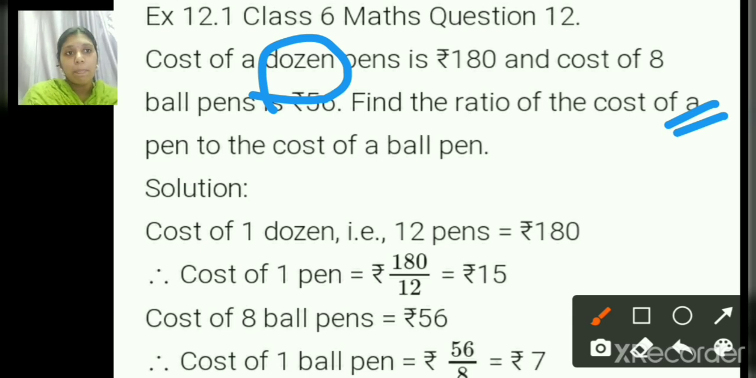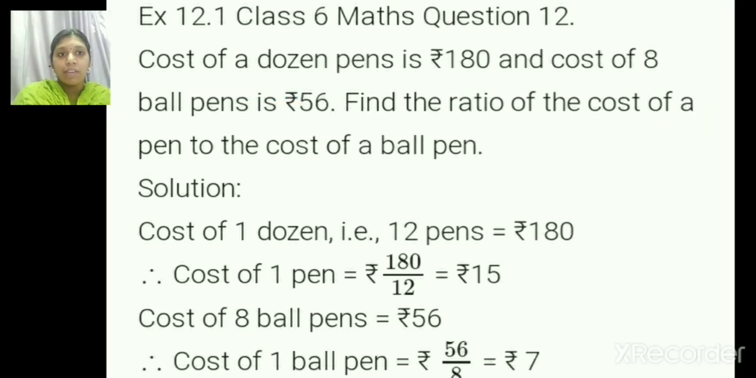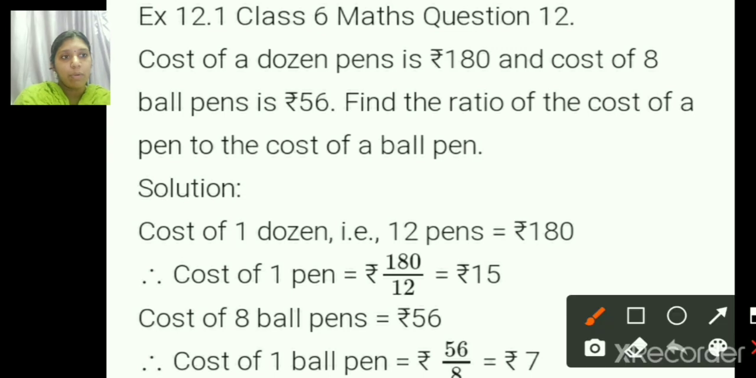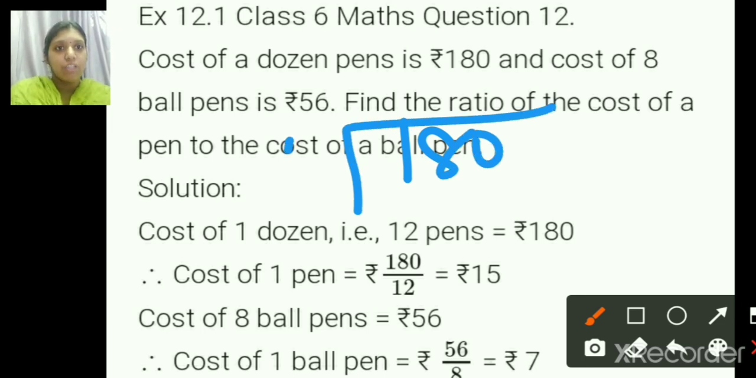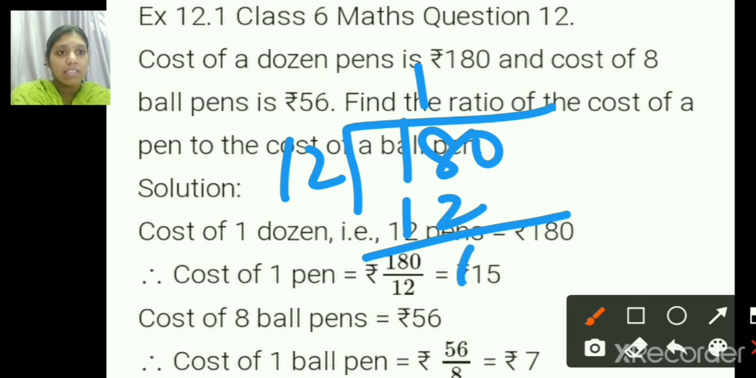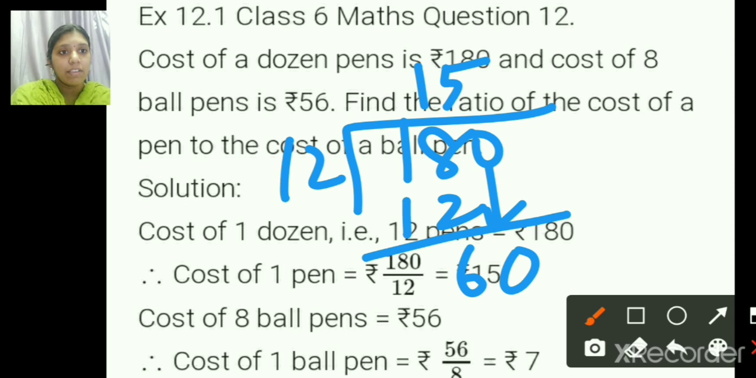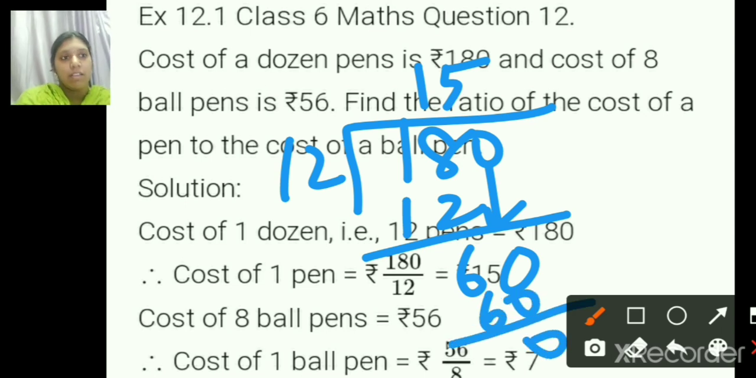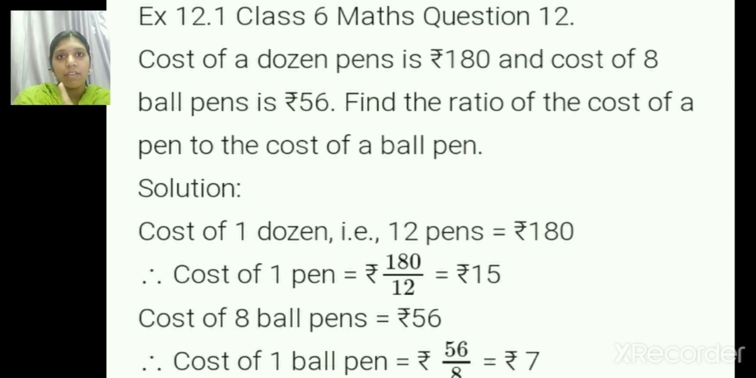Dozen, no? So 12 pens is equal to 180. Now what is the cost of 1 pen? So now we have to divide 180 by 12. Okay, so dividing 180 by 12. Okay, so 12 ones are 12. So 8 minus 2 is 6. Bring down the 0. So 60. 12 into 5 is 60 and the remainder is 0. Okay, now 15. So the cost of 1 pen is 15 rupees.